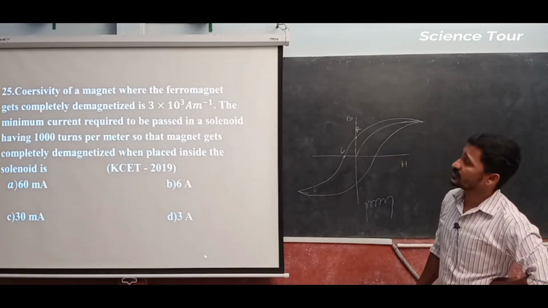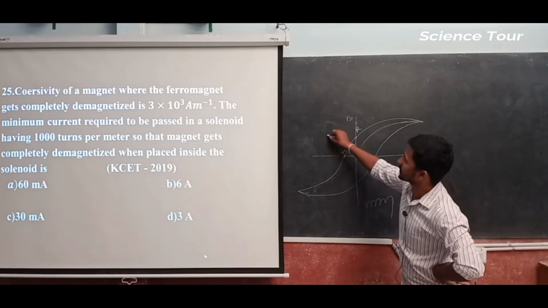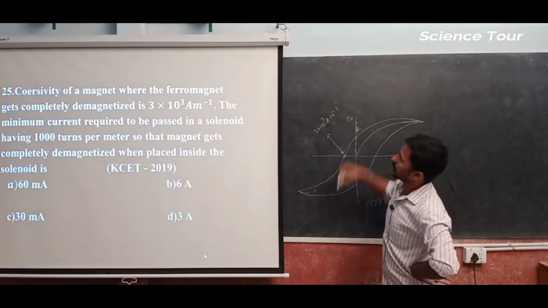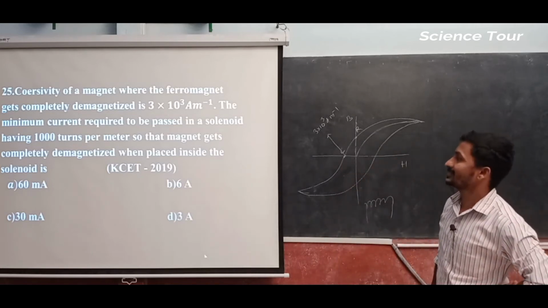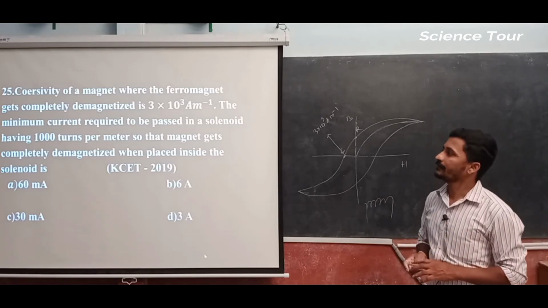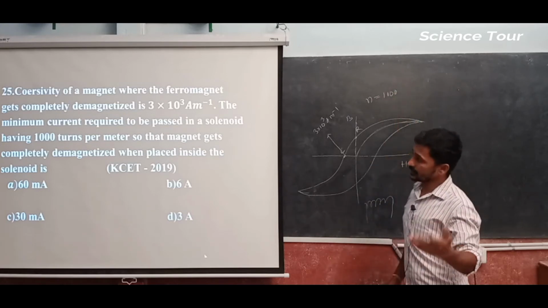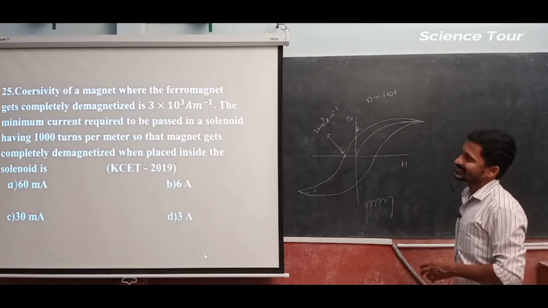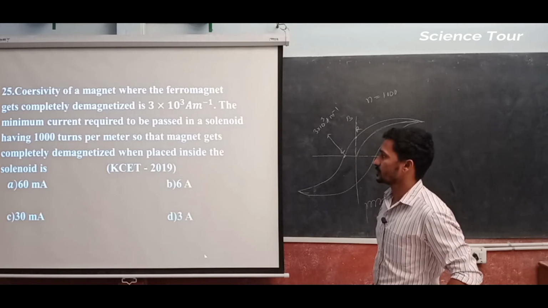Now this is retentivity and this is coercivity. The coercivity of a magnet, where the ferromagnet gets completely demagnetized, that is the negative field, is 3 into 10 to the power 3 ampere per meter. The minimum current required to be passed in a solenoid having 100 turns per meter, small letter n, 100 turns per meter, so that the magnet gets completely demagnetized when placed inside the solenoid.